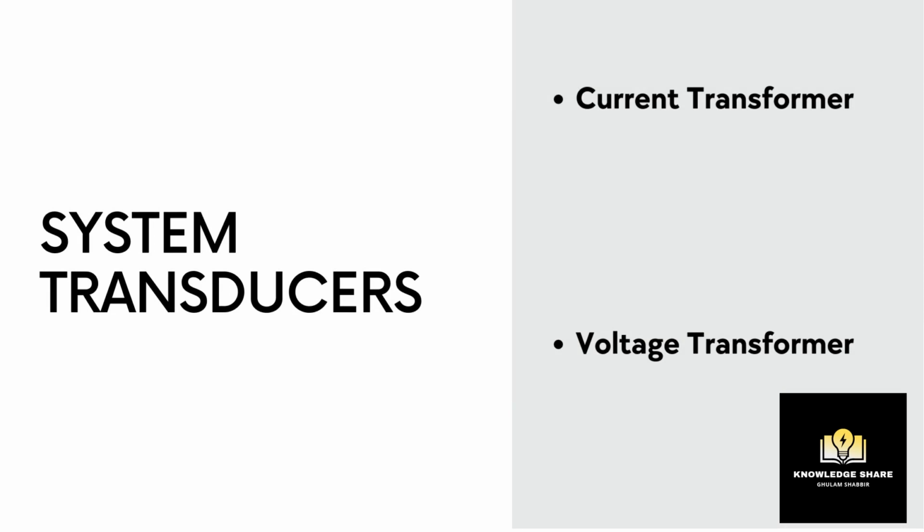System transducers, current transformer and voltage transformer, form a very important link between the power system and the protective system. These transducers basically extract information regarding the current and voltage from the power system under protection and pass it to the protective relays.